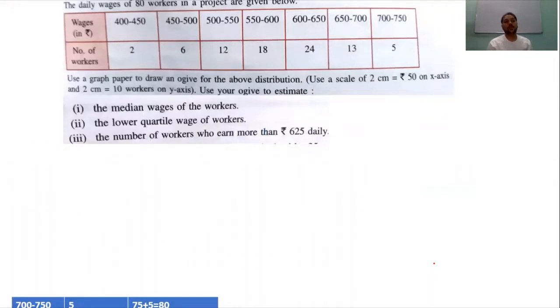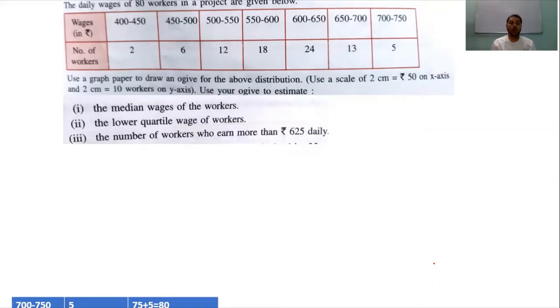Daily wages of 80 workers are given. We have been given the daily wages, and we use graph paper to draw the ogive for the above distribution. Scale factor is given: 2 centimeter is equal to 50 on the x-axis, and 2 centimeter is equal to 10 on your y-axis.